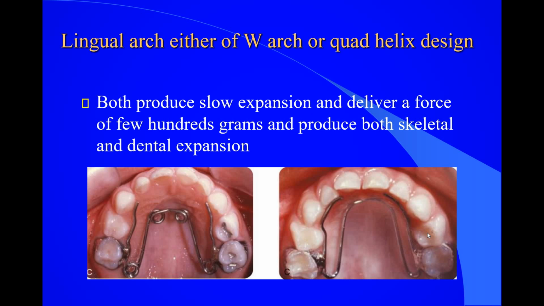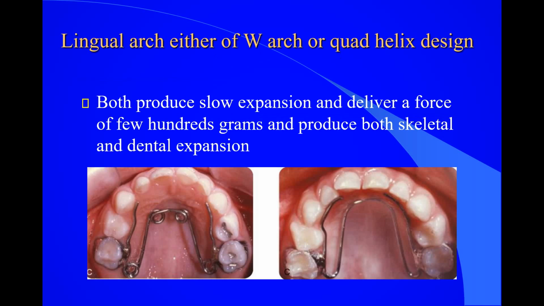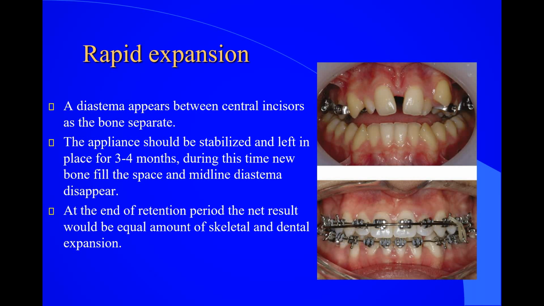Also, here is the quad helix, and we spoke about the quad helix before. Sometimes, alternatively, for expansion of the arch, we use an auxiliary buccal arch. This auxiliary buccal arch is constructed from 0.9 millimeter steel, and it is placed in the molar headgear tubes and expands the tooth arch.